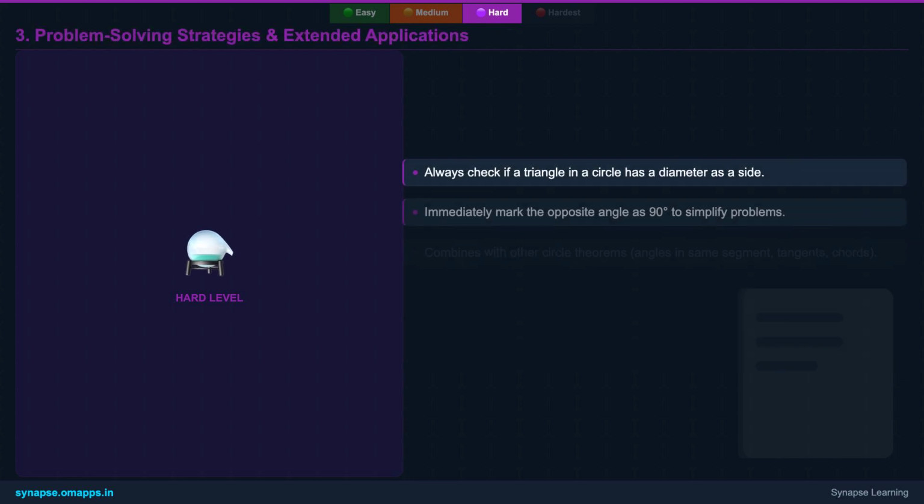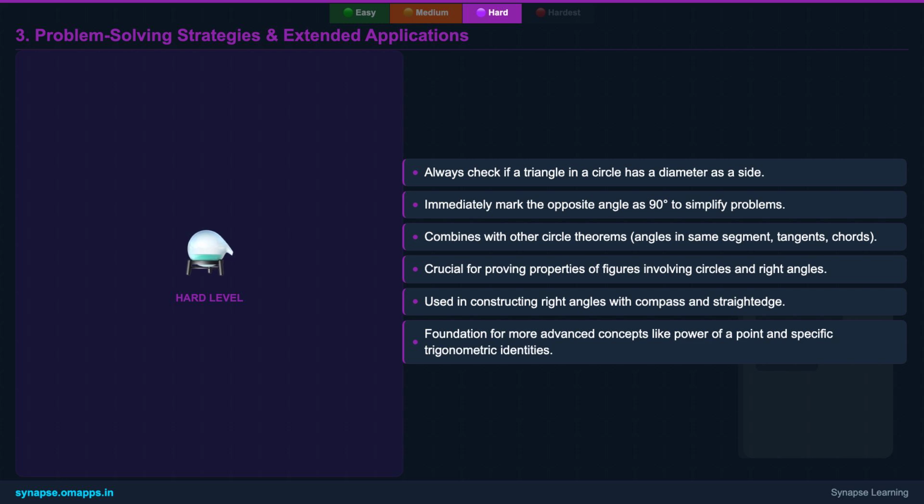When tackling complex geometry problems, recognizing the angle in a semicircle situation is a crucial problem-solving strategy. Always be on the lookout for triangles inscribed in circles, especially if one of their sides is a diameter. Instantly marking that opposite angle as 90 degrees can unlock solutions to problems that seem daunting. This theorem often acts as a bridge, connecting various other circle theorems like angles in the same segment, tangents, or chords. It's a foundational step in many multi-part proofs.